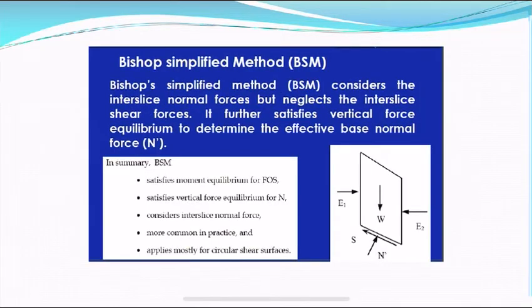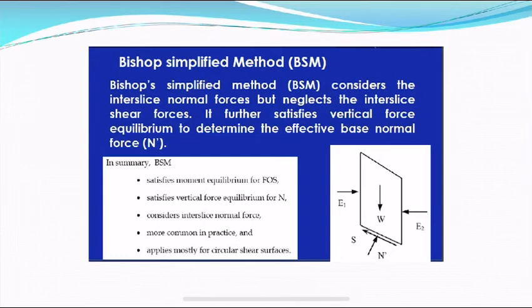In the Bishop simplified method, as shown here, the equilibrium of the factor of safety is satisfied, and it satisfies vertical force equilibrium. Moment equilibrium is satisfied and vertical force equilibrium is satisfied with respect to N, and it considers the interslice forces E1 and E2. It is more common in practice and is mostly used for circular failure surfaces.